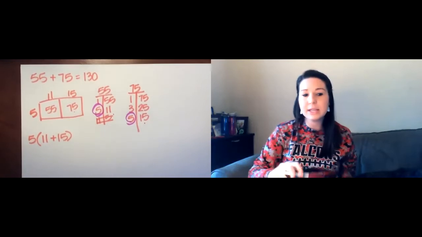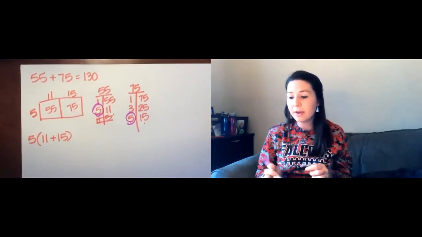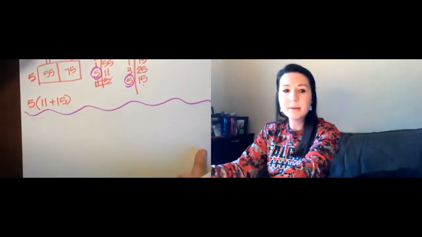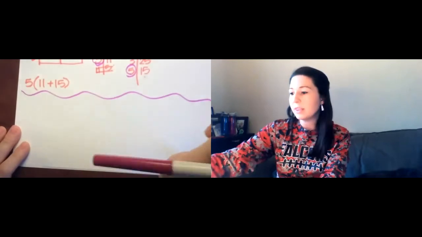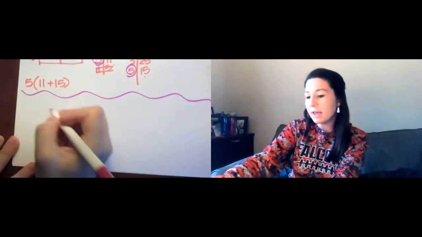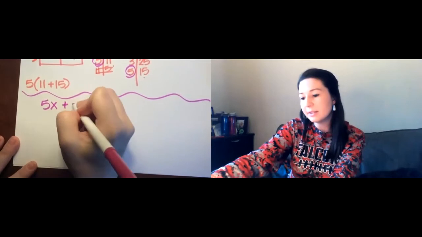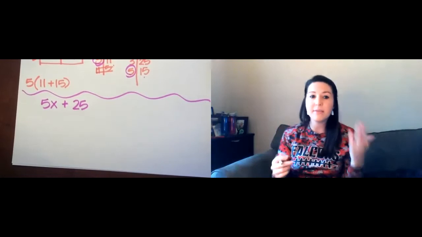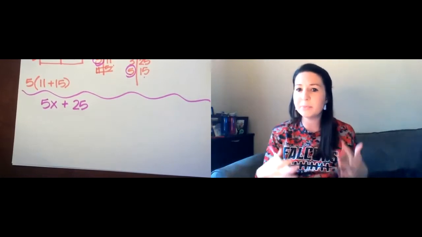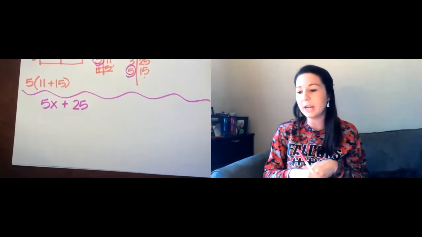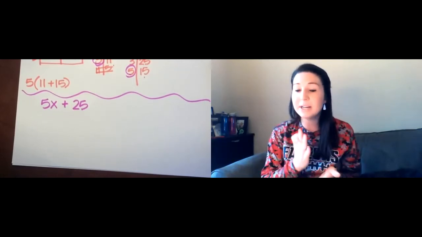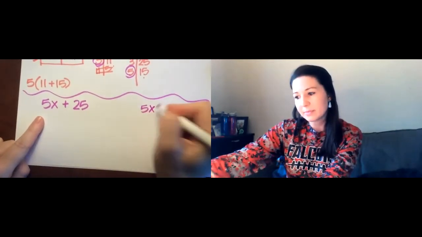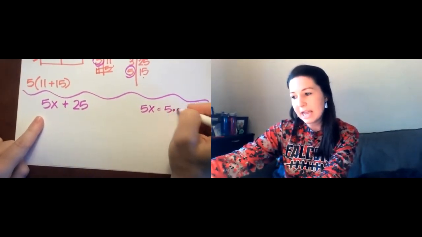So we can also do this when we have variables in our expression as well. So I'm going to move this up. And if we're starting with the expression 5 times x plus 25, we can still write this out using the distributive property. Remember that when we have a number next to a variable, we talked about this in pretty good length before we left for spring break at school, but when we have a number next to a variable, it always means multiplication. So 5x is the same as saying 5 times x.